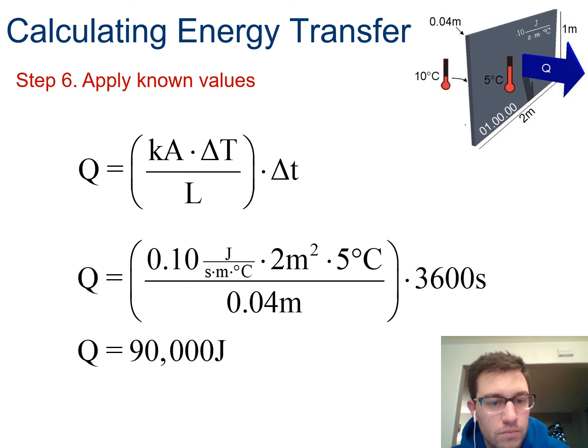So, rewriting it again, we just take our givens. Now that we've rearranged and done all of our equations, it's pretty straightforward. KA delta T over L times delta little t, which is time. So 0.1 joules per second times meters times degrees Celsius times 2 meters squared times 5 degrees Celsius, all of that multiplied together and then divided by 0.04 meters. That whole product there should be multiplied in the end by 3600 seconds, and that gives us 90,000 joules, which I assume is probably a rounded number because that's how they like to do things for whatever reason.